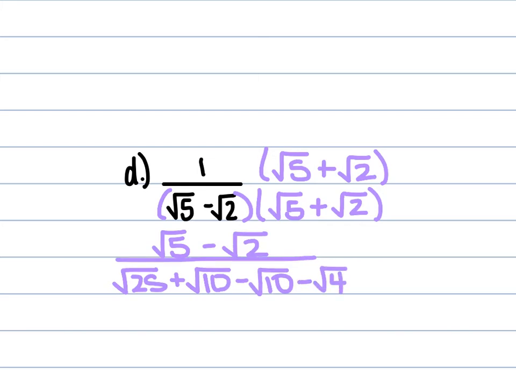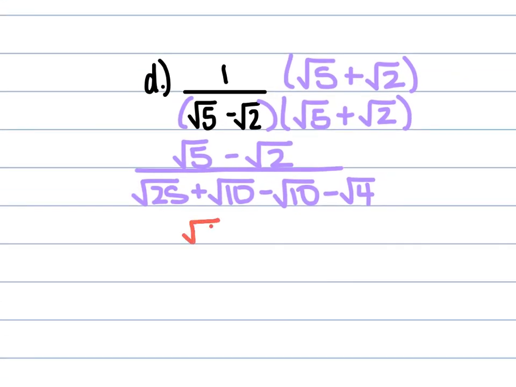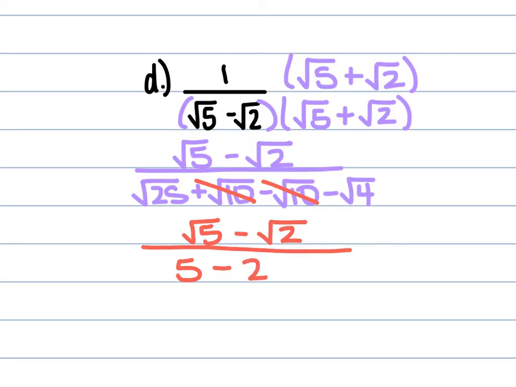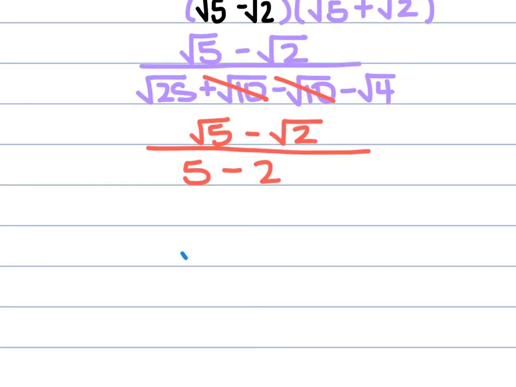Simplify where you can. Top stays. You can't simplify the square root of 5. You can't take the square root of 2. So leave it. The square root of 25 is 5. The square roots of 10 cancel. The square root of 4 is 2. So the bottom is going to be 5 minus 2. 5 minus 2 is 3. So you're going to be left with the square root of 5 minus the square root of 2 all over 3.